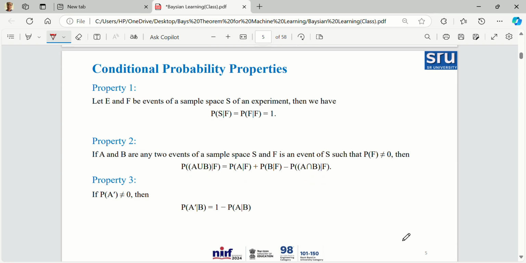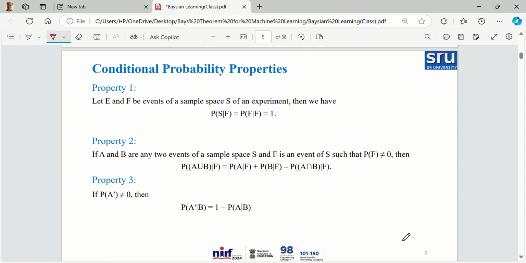Now, there are three conditional probability properties. If E and F are events of the sample space S of an experiment, then probability of S given F is equal to probability of F given F, which is equal to 1. That is, if F has already happened and you calculate the probability of F, then it will be 1.